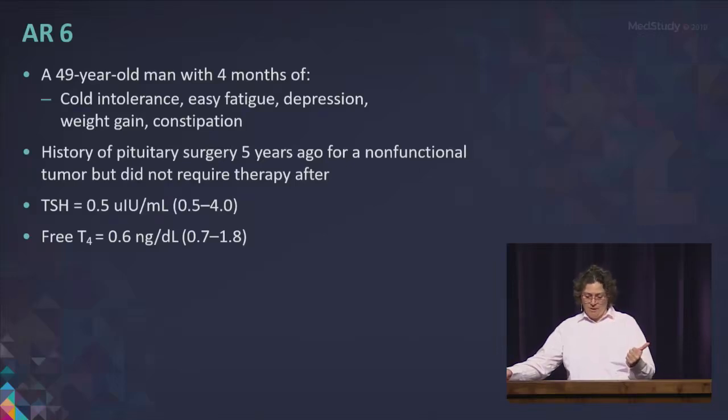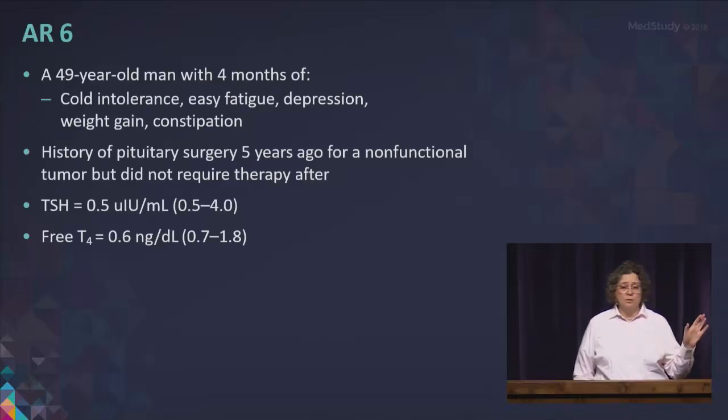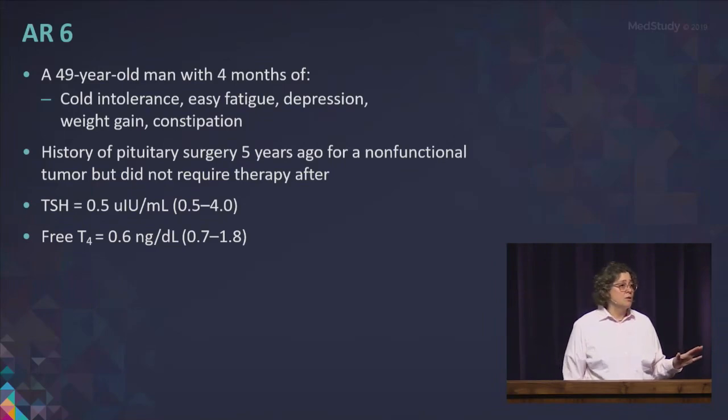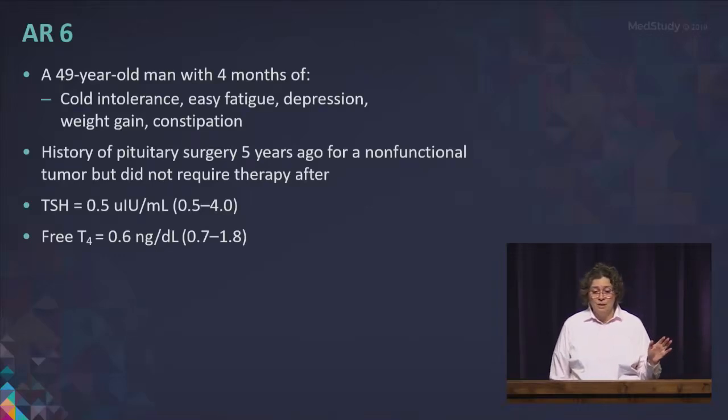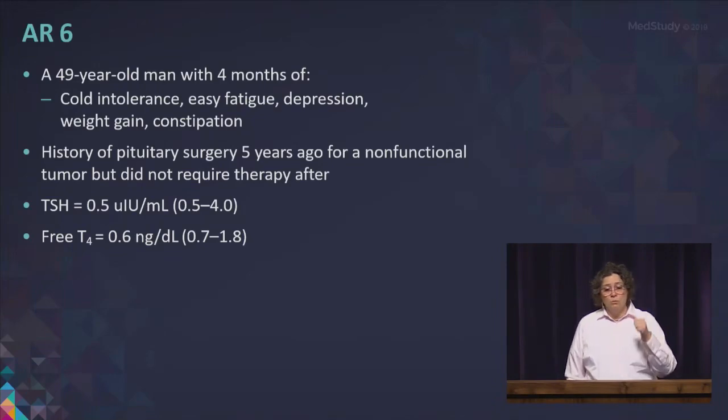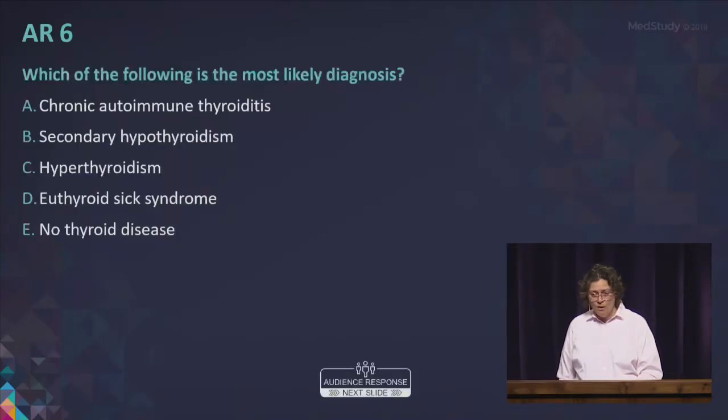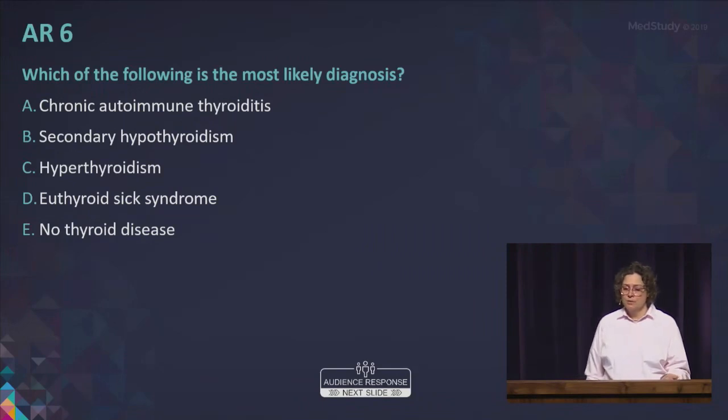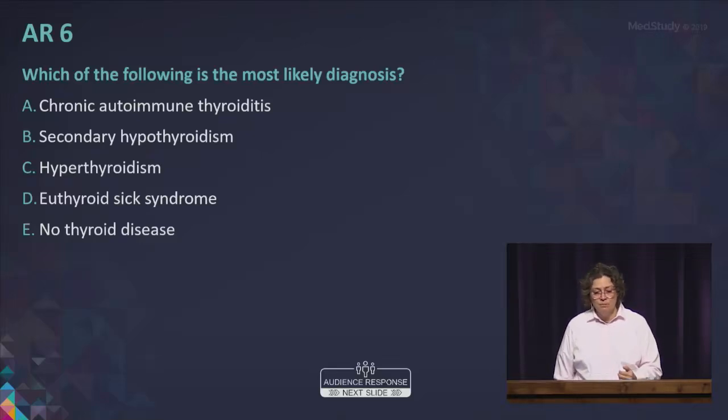Versus this clinical context. 49-year-old man with 4 months history of cold intolerance, fatigue, depression, weight gain, constipation, history of pituitary surgery 5 years ago for a non-functional pituitary adenoma, was assessed after surgery, did not have any anterior pituitary hormonal deficiency, so is not on anything at this point. His TSH is 0.5, low end of normal for the assay. His free T4 is 0.6, so low for the assay. Which of the following is the most likely diagnosis? Chronic autoimmune thyroiditis, secondary hypothyroidism, hyperthyroidism, euthyroid sick, or no thyroid disease?